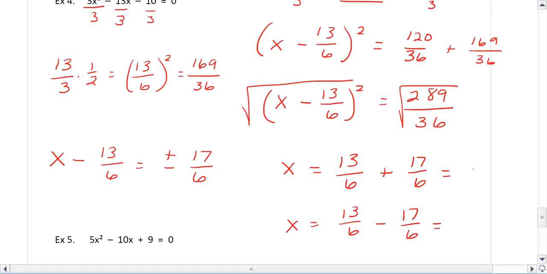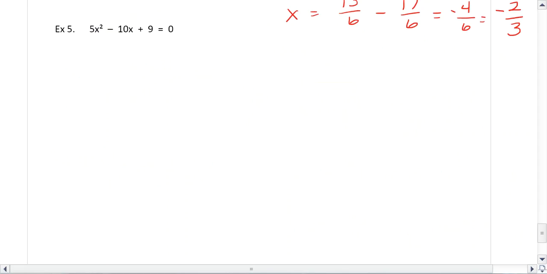And if I did this right, I get 30 over 6, which turns out to be just 5 as one answer. And if I subtract this, I get negative 4 sixths, so the other answer is negative 2 thirds. So those are the two answers for the quadratic. One last example before this long video is done.